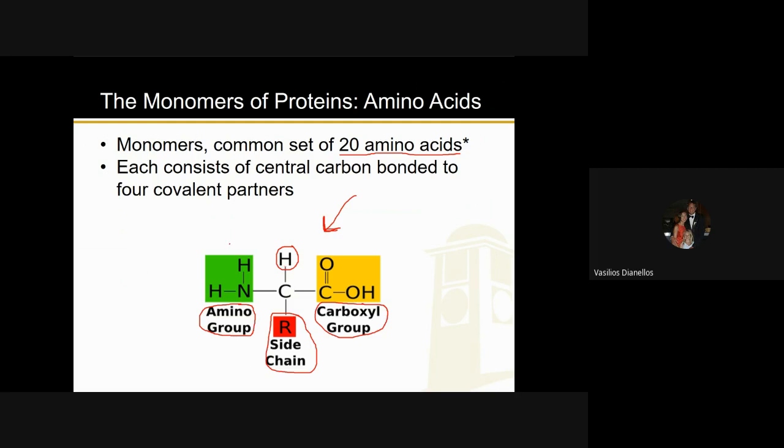Okay, and again, I just want to make sure you're aware. You do need to know that there's an amino group and a hydrogen, a carboxyl group, and a side chain. But you don't need to know that a carboxyl group is this carbon double bonded to an oxygen, single bonded to an oxygen, blah, blah, blah. You don't need to know what a carboxyl group is or what an amino group is. Just know that those are the parts of an amino acid.